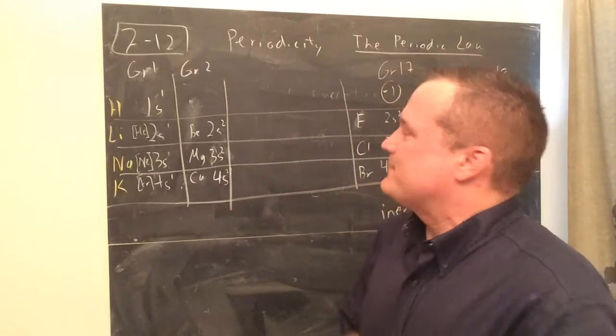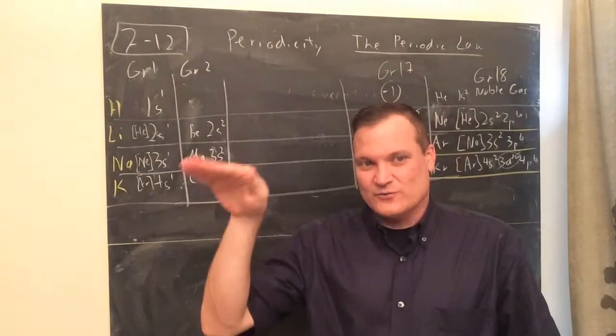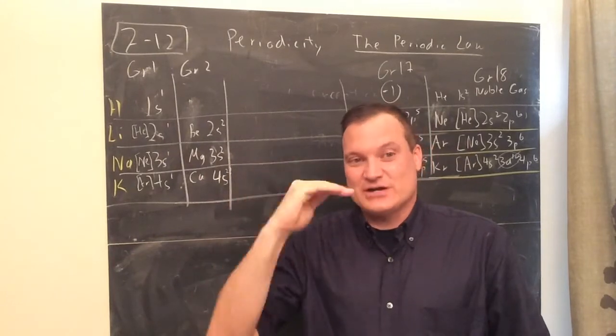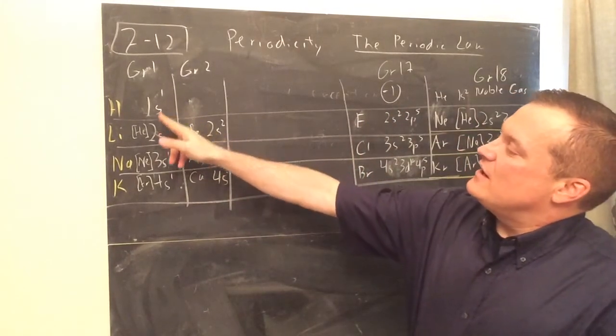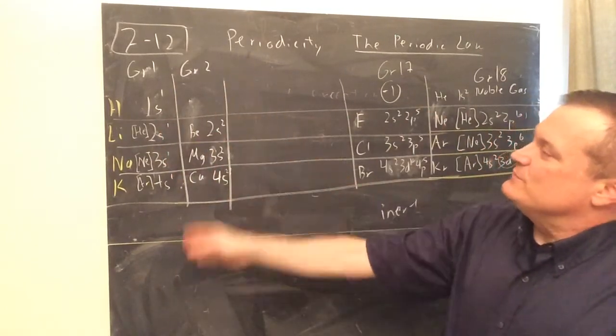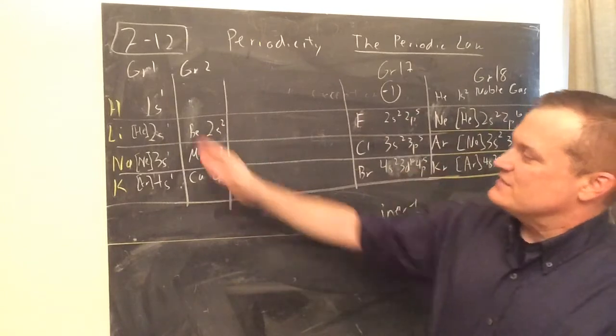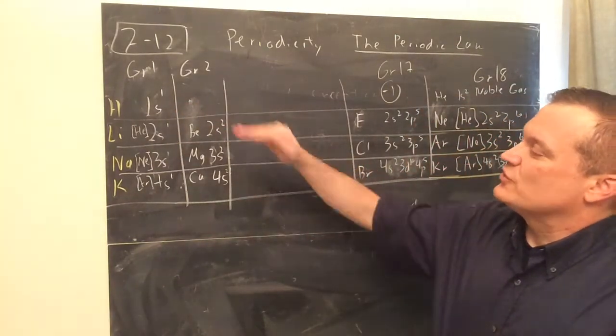So I just told you about the periodic law that says that when the atoms of an element are arranged by electron configuration, and then in the groups, when they are arranged by groups of the same valence electron configuration, their properties recur periodically.